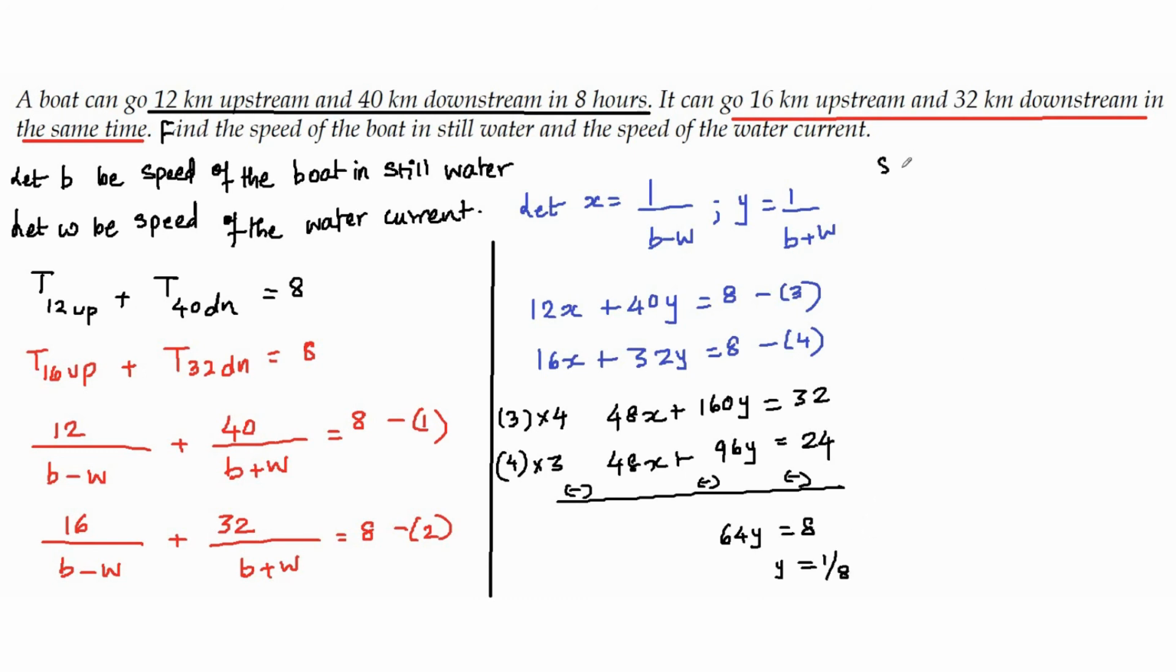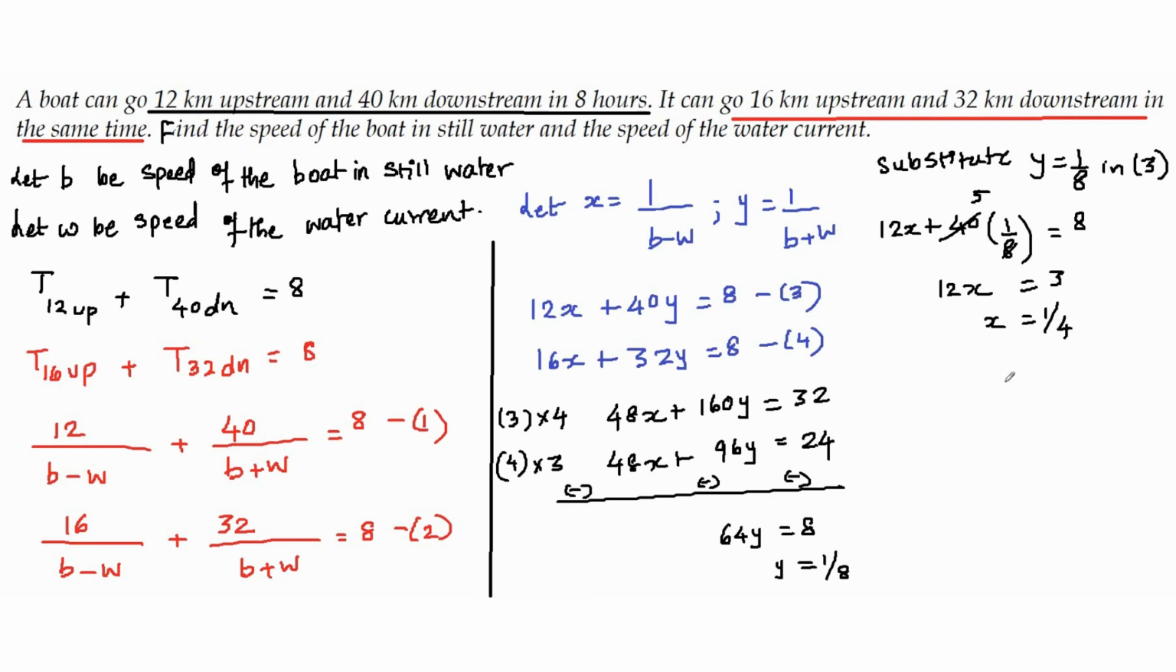Now let's substitute y equal to 1 by 8. We can substitute it in the third equation. So you get 12x plus 40 times 1 by 8 is equal to 8, right? And 40 and 8 simplify by 5 times. So 12x is equal to 3, which means x equals 1 by 4. So now I have x and I have y. So let's find the value of b and w.